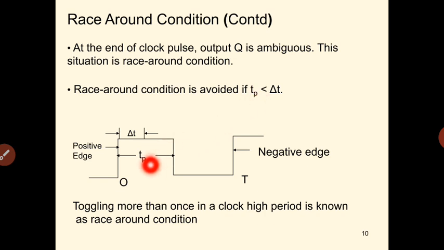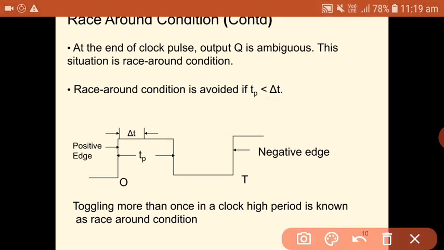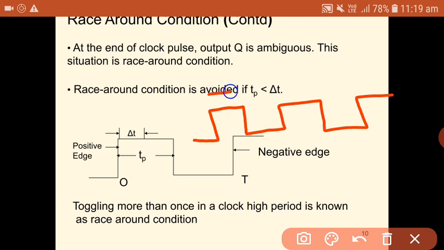TP is nothing but the duration for which the clock signal is high. It should be less than the propagation delay of the flip-flop. So if TP is less than delta t, the signal will be like this. Let us say this is the delta t instant, and this is TP.